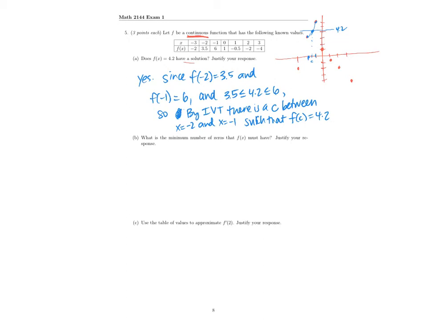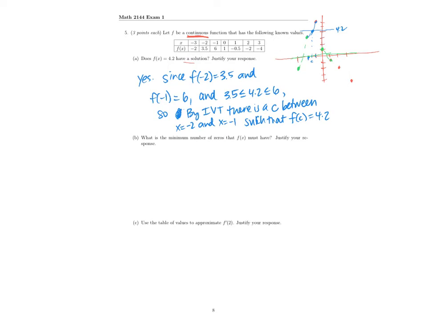Okay. So the next question is the minimum number of zeros that the function must have. When I'm looking for zeros, I want to look for places where it has to cross the x-axis. I can see that from x equals -3 to x equals -2, I have a jump from a negative value to a positive value. And again, I have another jump like that from x equals 0 to x equals 1. So in other words, we're looking for places where the y values go from negative to positive or positive to negative. So I would say it definitely has 2 zeros.